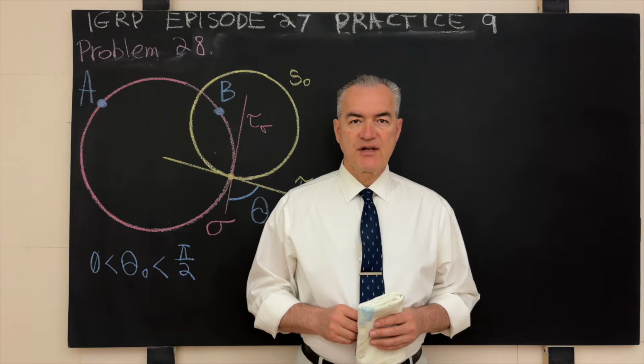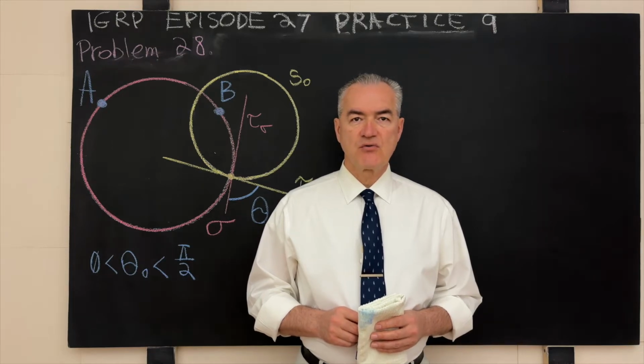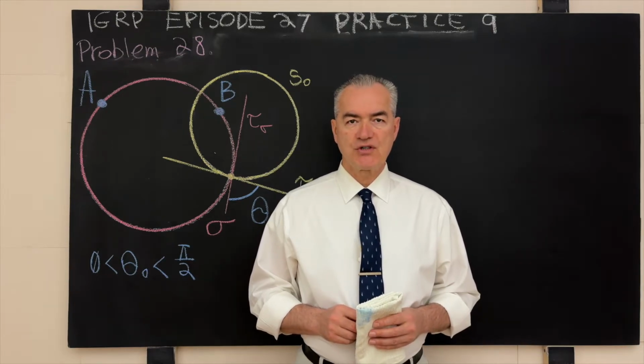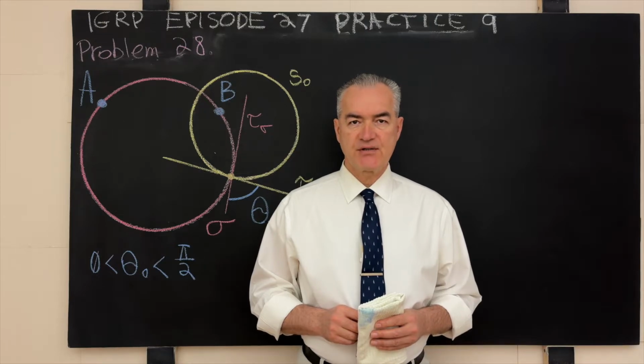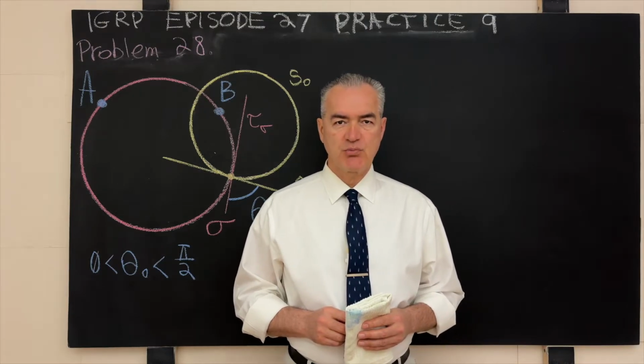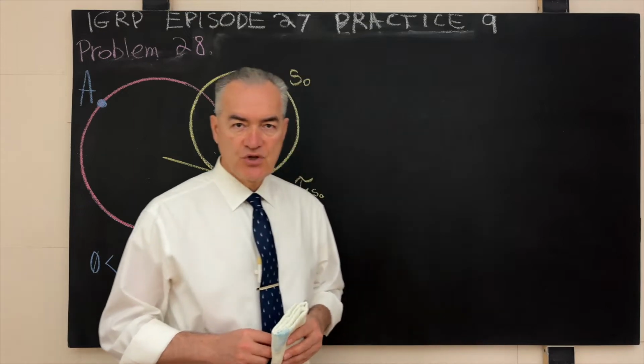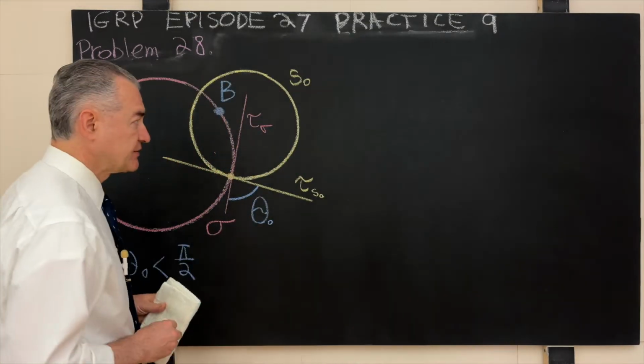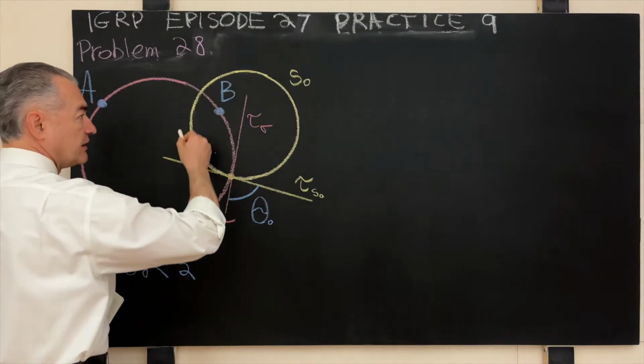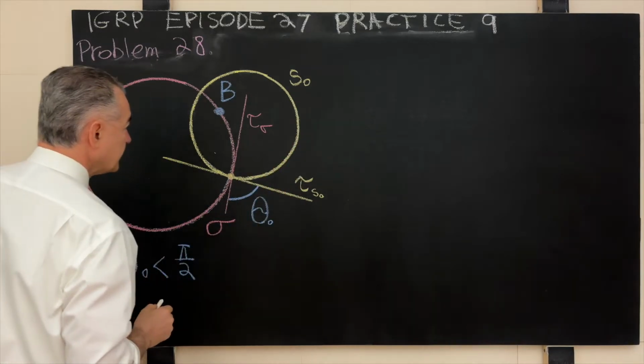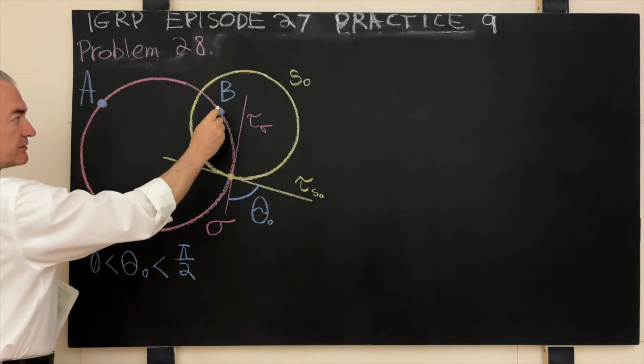Welcome to an elementary synthetic geometry-based introduction to inversion of the real plane with respect to a circle course, episode 27, practice session 9, in which we will solve our next problem, 28, in which we are given a circle S0 shown in yellow and two distinct coplanar points, A and B.